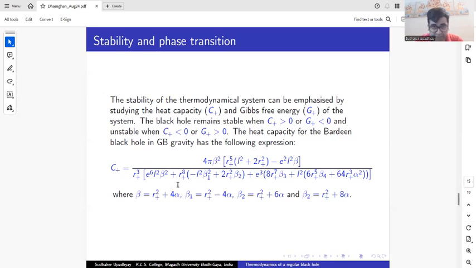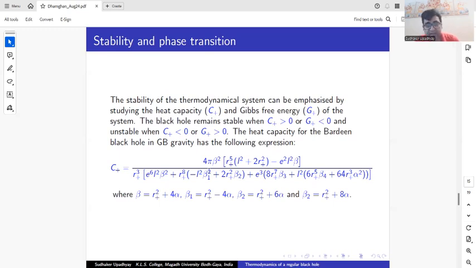It is a complicated expression, where you can see there are new parameters beta, beta 1, and beta 2, which are not introduced in the theory, but are nothing but functions of the horizon radius and the Gauss-Bonnet parameter. Here beta is r square minus 4 alpha, beta 1 is r square plus 6 alpha, and beta 2 is r square plus 8 alpha. So this is the specific heat.